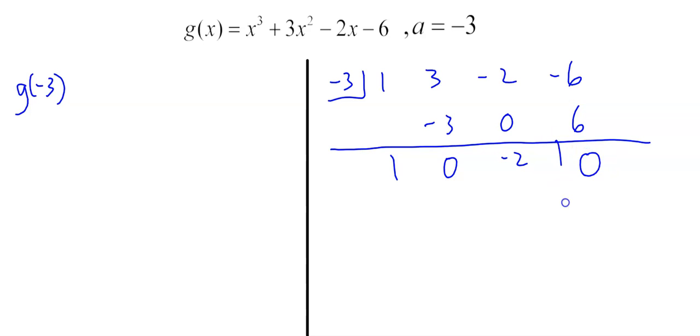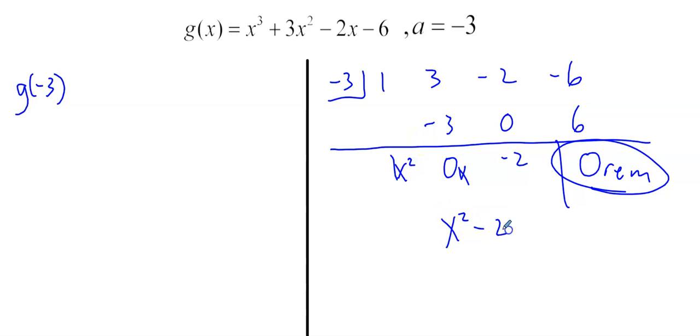Oh, I love this. So my remainder is 0, which means I found a factor, right? That's huge. And I know what my factor is, right? This is going to be x, this is going to be x squared. You've got your factor. Your answer is x squared minus 2 if they asked for what is the other factor. If they said what is g of -3, the answer is 0. That's our remainder, our answer.